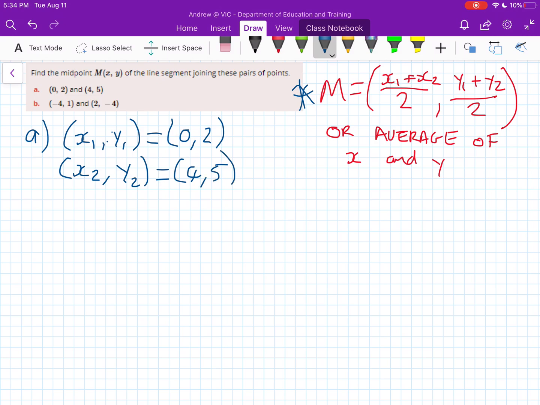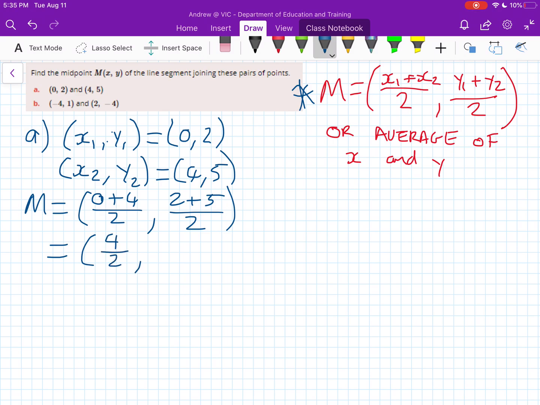It's just about filling in the gaps to get our answer. Okay, so the midpoint is then equal to x1 plus x2, which is 0 plus 4 over 2. Then comma, to find the y, our y values are 2 plus 5 over 2. So this becomes 4 over 2 and 7 over 2. And just simplify it down if you can.